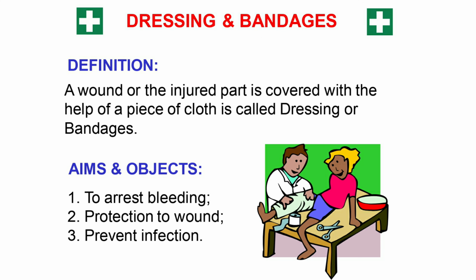Dressing and bandages, definition: a wound or the injured part is covered with the help of a piece of cloth, which is called dressing or bandages. Aims and objects: 1. To arrest bleeding. 2. Protection to wound. 3. Prevent infection.